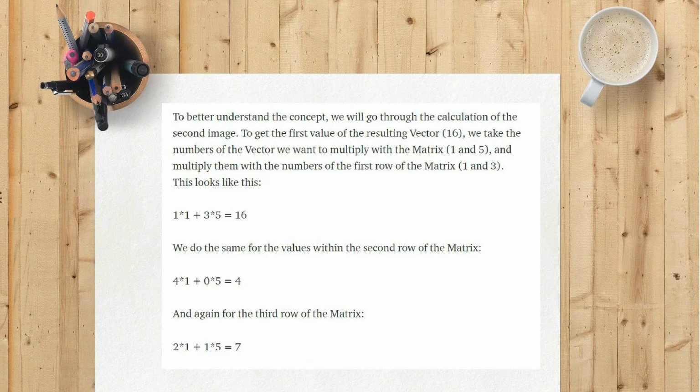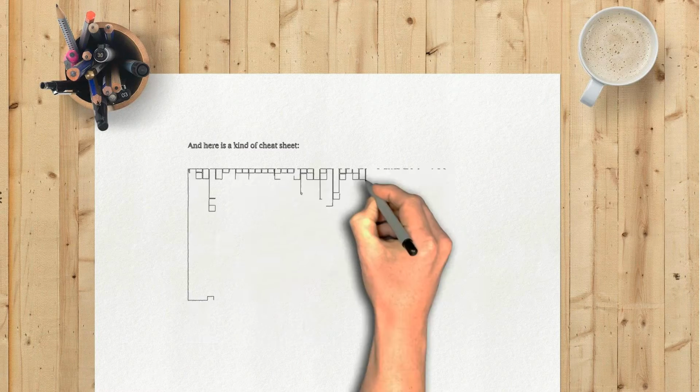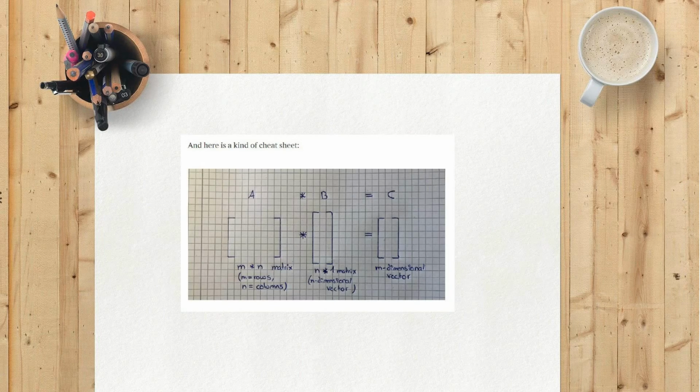We do the same for the values within the second row of the matrix: 4 * 1 + 0 * 5 = 4. And again for the third row of the matrix: 2 * 1 + 1 * 5 = 7. Here is another example. And here is a kind of cheat sheet.